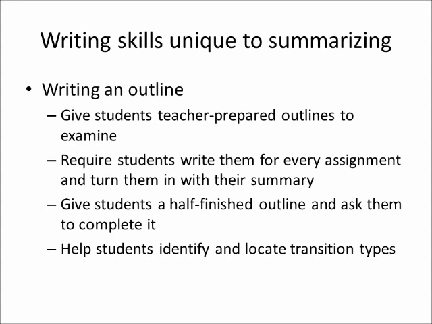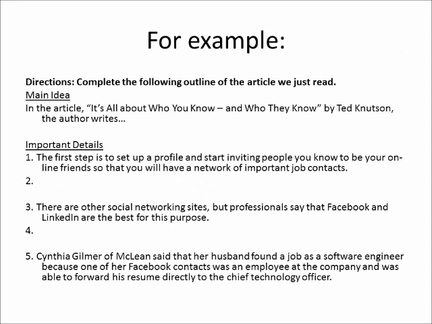And then, of course, you can ask them or help them to identify different types of transitions within a text that they are summarizing, because each transition may signify a new point in their outline. So, for example, here's an outline that has been begun, and the learner has been asked to finish it. At this point, the learner is not expected to be able to create his own outline, but this activity will help him to develop those skills.